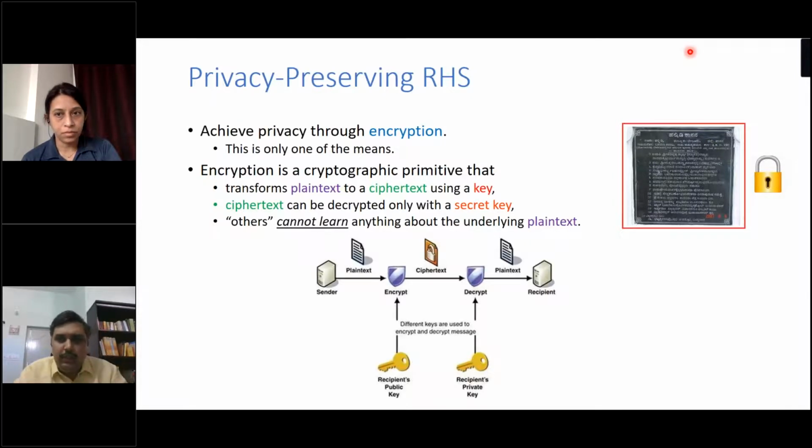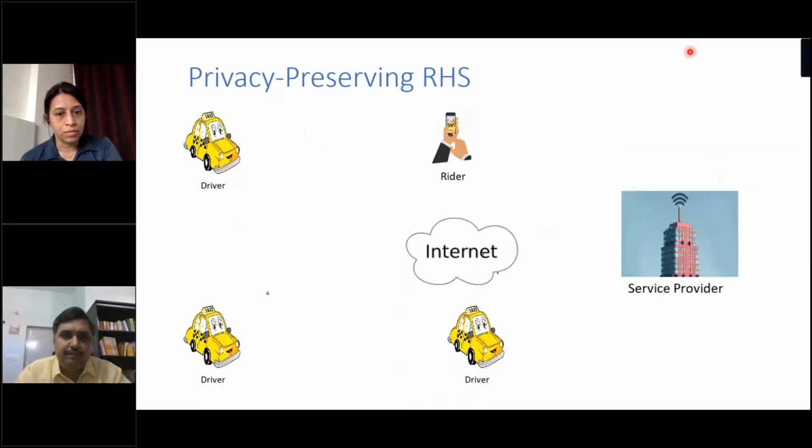Just to tell you a bit more about how, for instance, public key encryption works. A sender who wants to send plain text to the recipient uses the recipient's public key to encrypt the data to generate the ciphertext, and then sends it over a public channel. Anyone can eavesdrop on the ciphertext, and they will not be able to learn anything. The recipient, on receipt of the ciphertext, inputs his or her private key and decrypts it back to get the plain text.